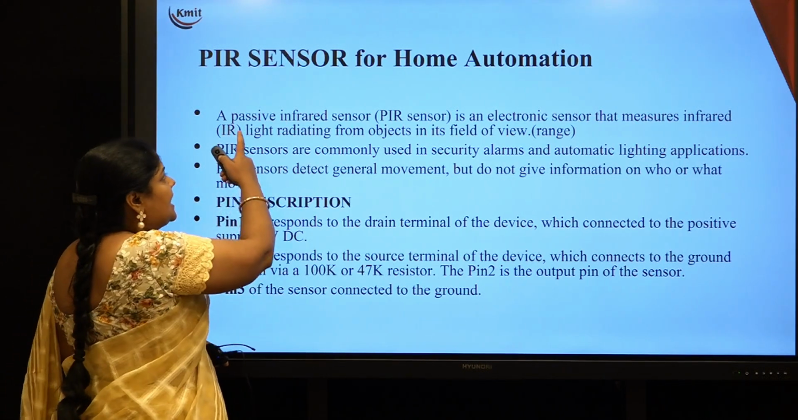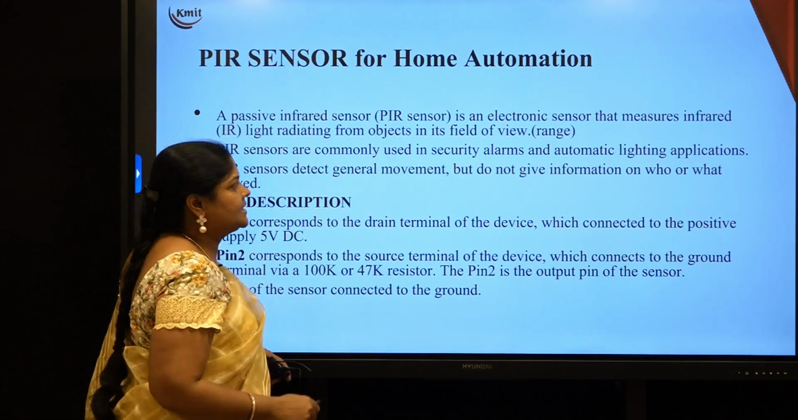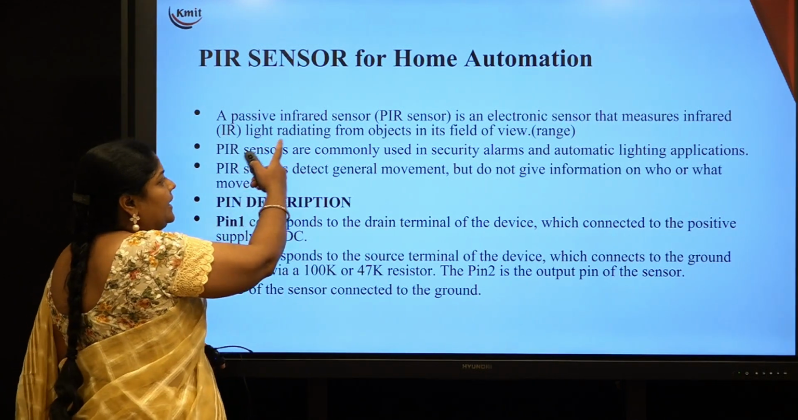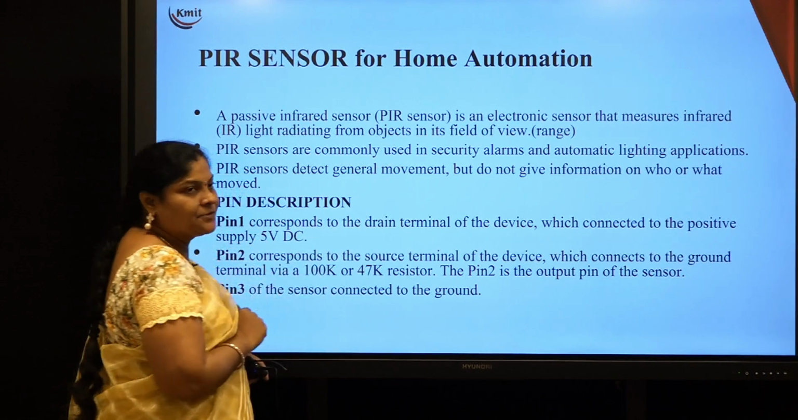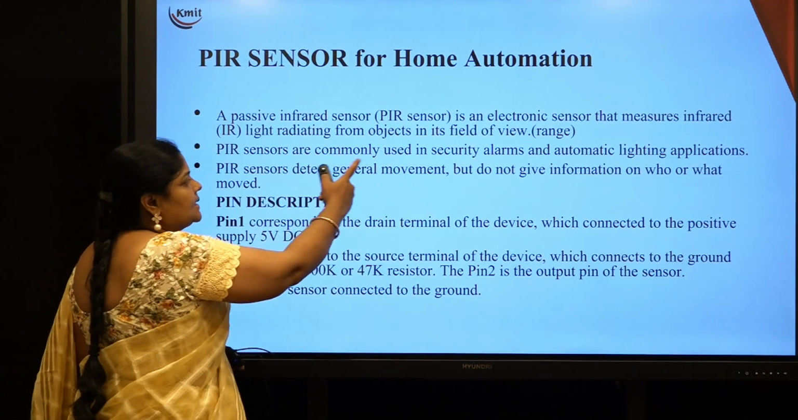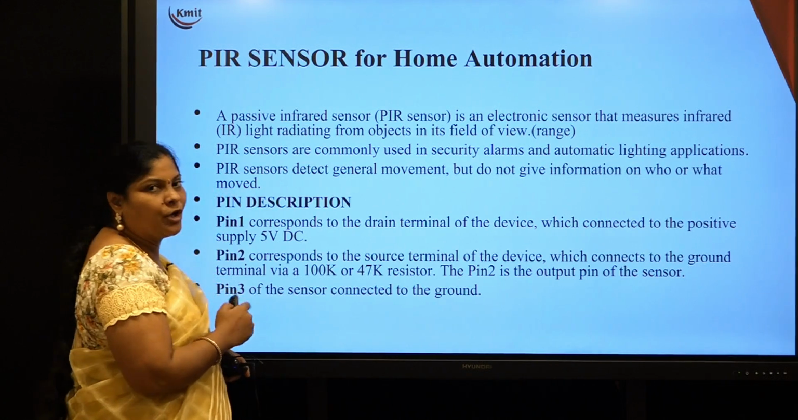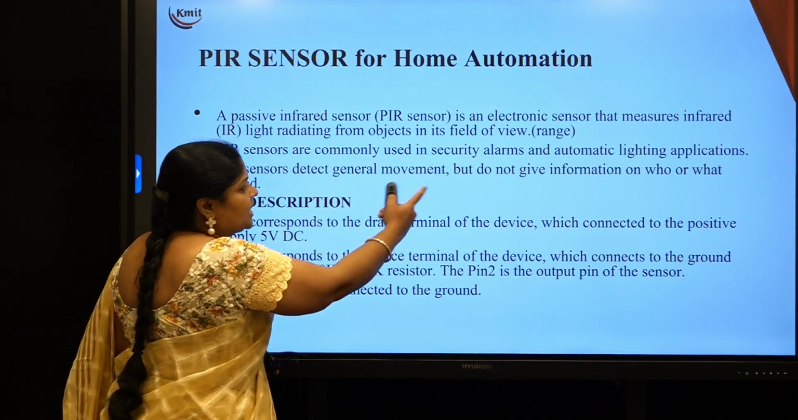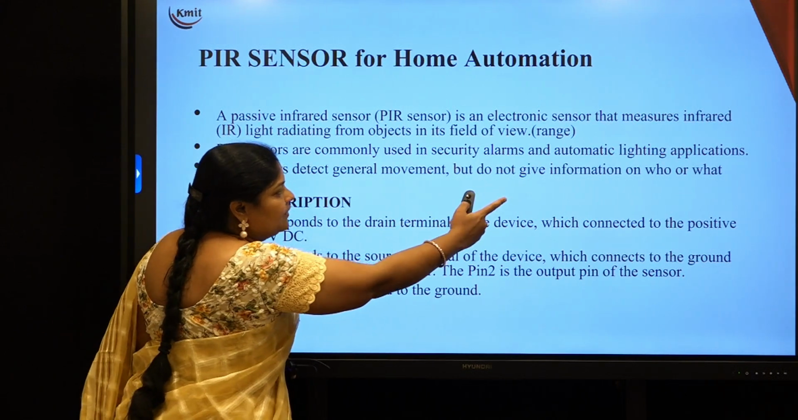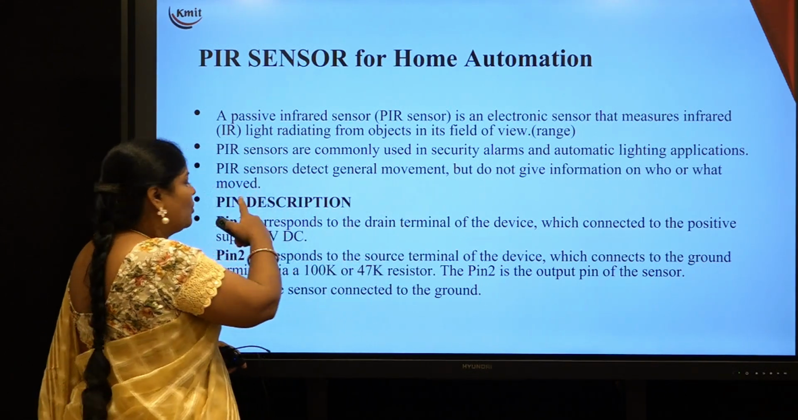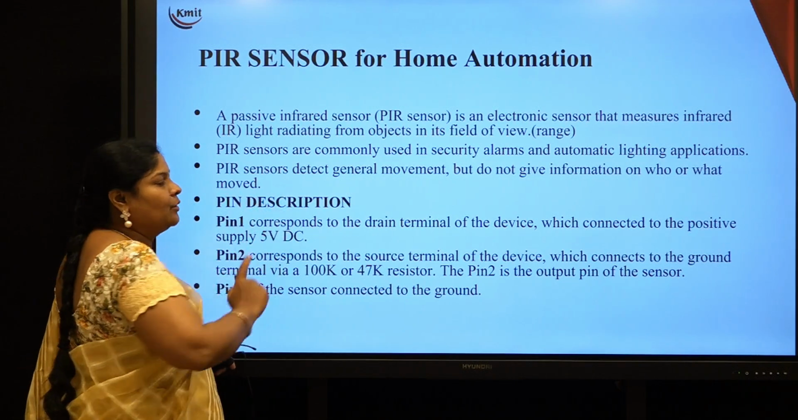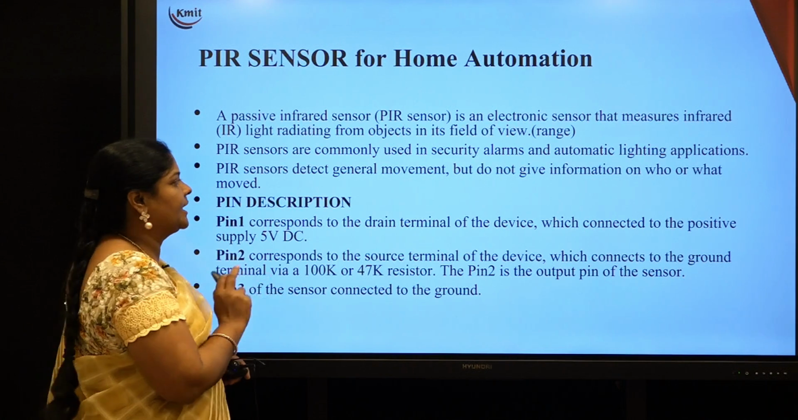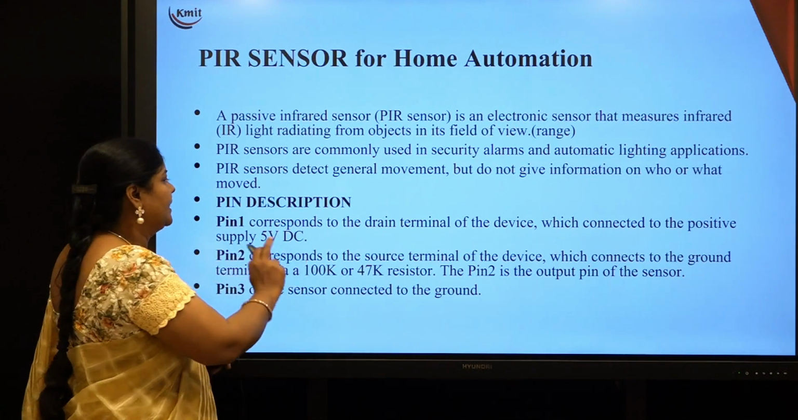So the PIR sensor, as we said, is a passive infrared sensor, an electronic sensor that measures infrared light radiating from objects in its field of view. PIR sensors are commonly used in security alarms or automatic lighting applications. A PIR sensor detects general movement but does not give information on who or what has moved. That is what I told, it only detects the object. What that object is, the information is not detected by the PIR sensor.